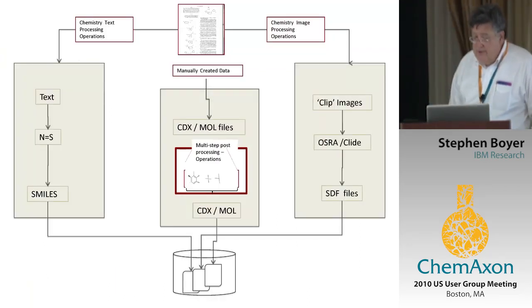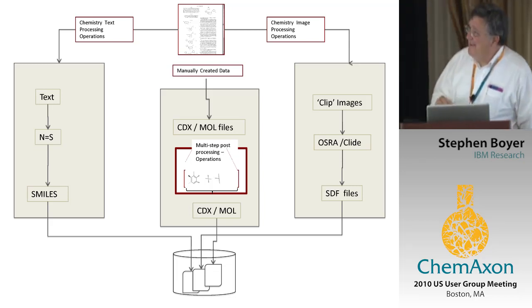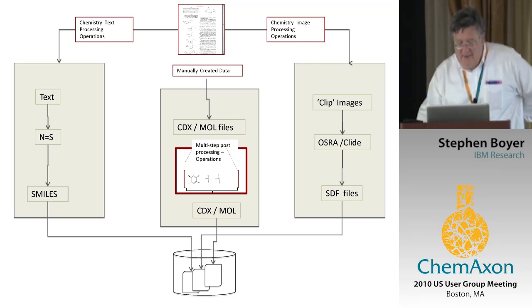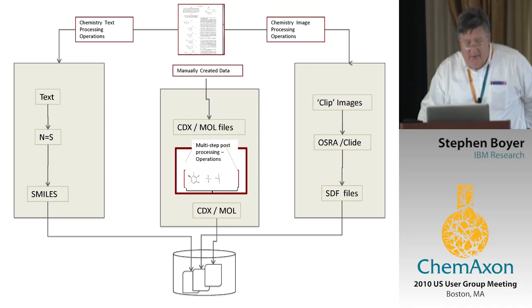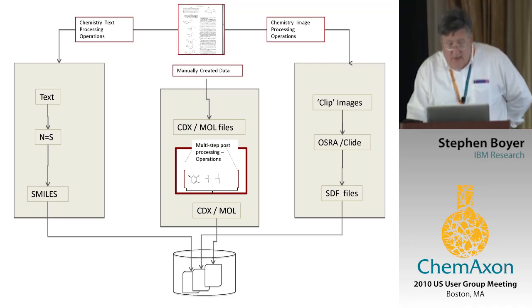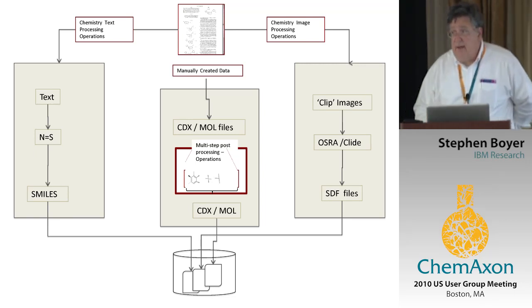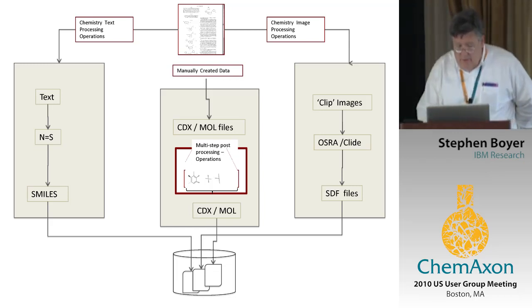So what I've shown here, and I'm getting to the chemical search in a minute, is how we take documents and we process through basically 3 different streams. We do the text, the name to structure into SMILES. We do the images into SDF files. And then, of course, we have the problem of normalizing all these. And here we have MOL files and CDX files. And again, this is another opportunity for these chemical informatics tools to help us organize this and to build a rather large database.